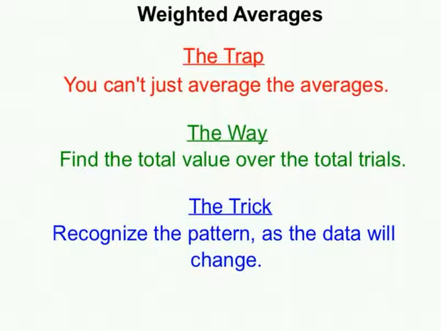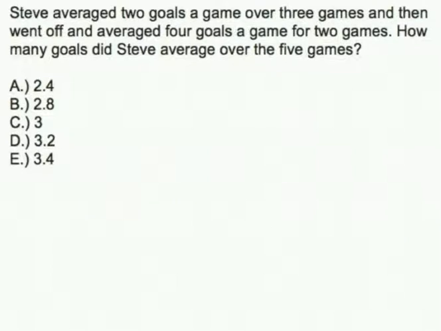The next trap we're going to talk about today is weighted averages. Much like percentages, you can't just add averages to other averages. That's kind of the trap here. The proper way to do it is to find the total value over the total trials. So the trick here is to recognize when you're going to use this. The data is going to kind of change with each problem. So it could be questions about tests. It could be questions about percentages, actually, kind of hidden in there, especially with tests as the potential question. Or how about this one with sports?